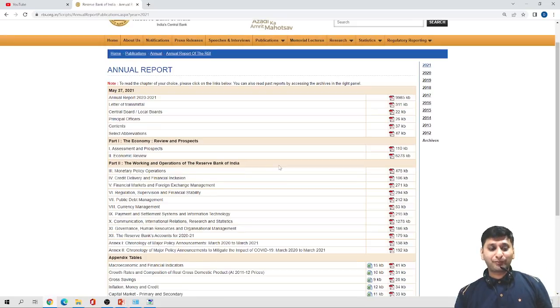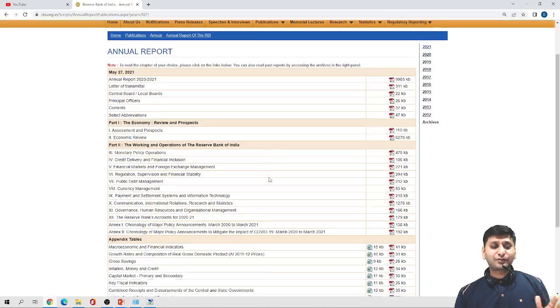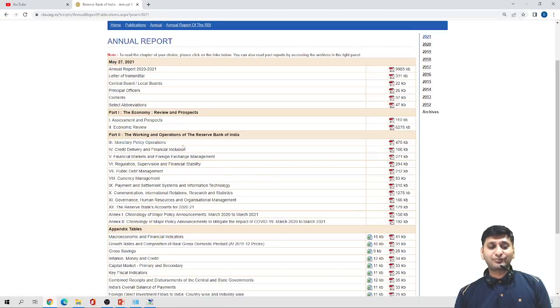Again, this report is very big. Are you required to read the whole report? Not as such, but I would request you to read some sections which can really help you to know what is happening in the banking industry in India. So the good part is that this RBI annual report has been divided. You see part 2, the working and operations of Reserve Bank of India. So this report has been already categorized into various sections: monetary policy, operations, financial inclusion, financial markets, regulations, public debt management, currency management. So you just have to filter out the areas which map to your syllabus.